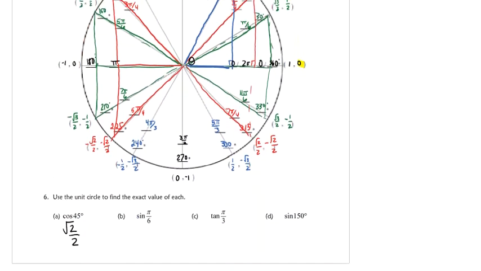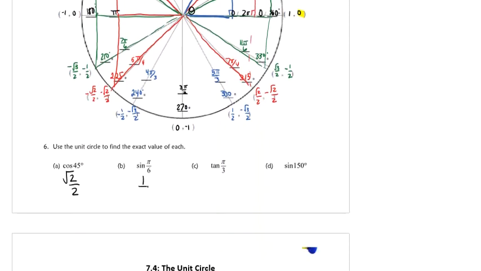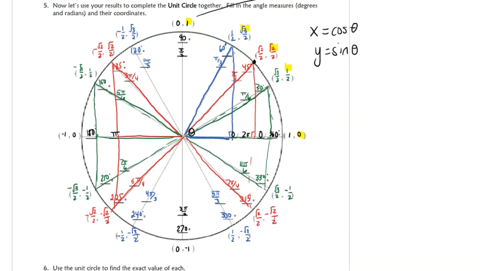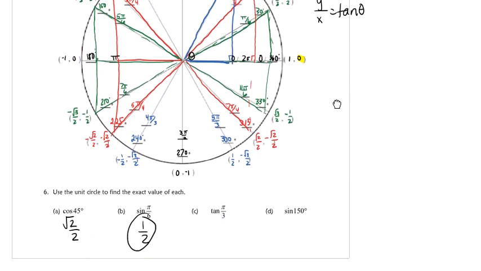Sine of pi over 6, I'm in radians. I go to my radian one. Pi over 6 is right here. My y value is 1/2. Boom. Tangent of pi over 3. Remember, tangent is y over x. We looked at that the other day. Pi over 3 is right here. So I'm going to have my root 3 over 2 over 1/2.